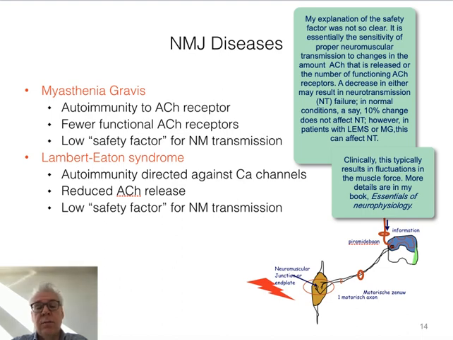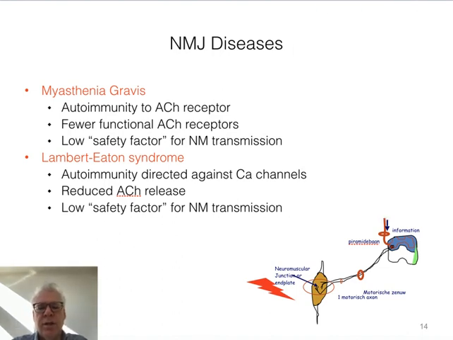Another condition that is presynaptic is Lambert-Eaton syndrome, which is also an autoimmune disorder. There are antibodies directed against the voltage-gated calcium channels, which are on the presynaptic side. That results in an insufficient number of calcium channels opening in response to traveling action potentials. So the intraneuronal calcium concentration will not increase sufficiently, and that results in a reduction of acetylcholine release. Also a reduction of the safety factor of neuromuscular transmission.